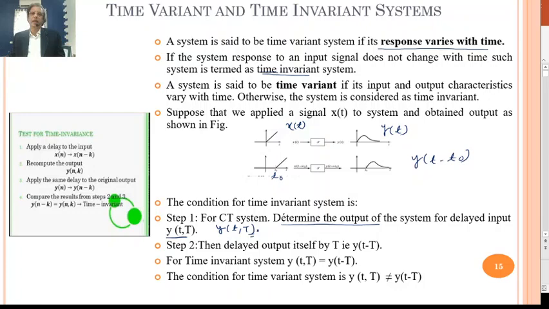And for the time invariant system, the response for the delayed input should be equal to the delayed output itself. And if both the left hand side and right hand side are the same, then we will say this is the time invariant system. Otherwise the system is a time variant system, if this is not the same.